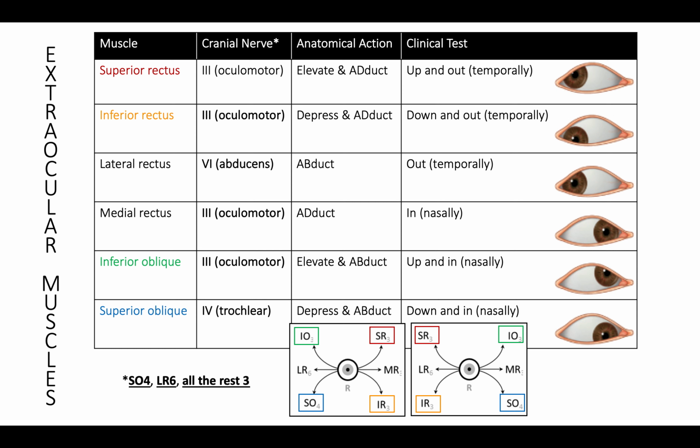Because when you're doing the H test and you bring your fingers, let's say, out and down, that is testing inferior rectus, because when we bring it out, that's going to be lateral rectus. So the only thing that is going down would be the inferior rectus. So it's just locking out all of the other muscles, and that's why the clinical test looks a little different than the anatomical action. But just make sure that you're able to draw both of these out.